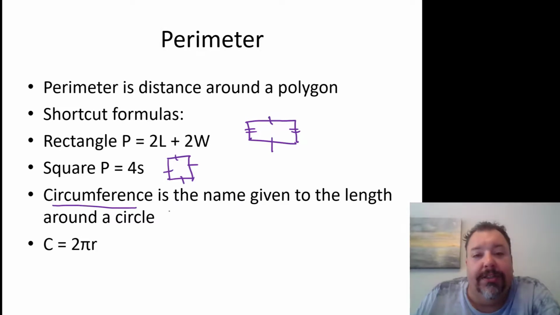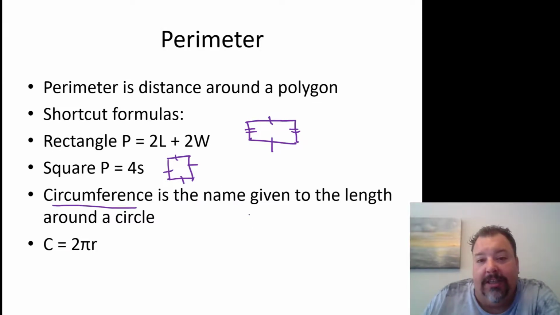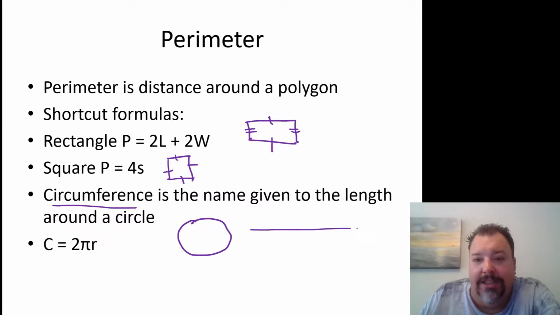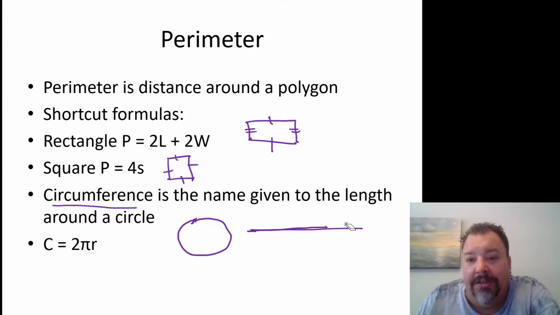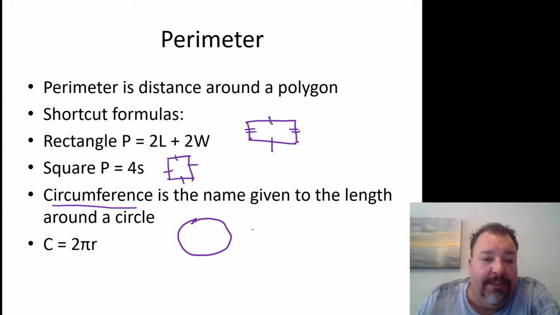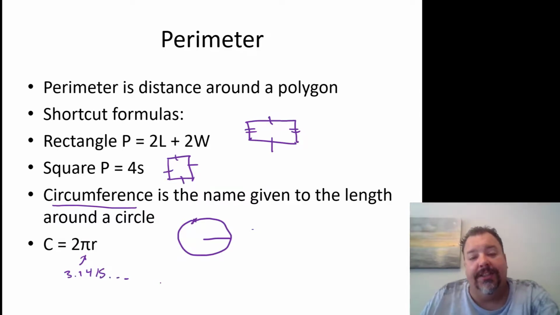Now, if we're talking about circles, we give it the name circumference. Circumference is the distance around a circle. So if you take this loop and you undo it, we are measuring the length of this, and that is called the circumference. And the circumference has a formula 2 pi r, where r is the radius, and pi is that special irrational number that is approximately 3.14, but it's irrational, so remember it goes on forever and doesn't stop or repeat.